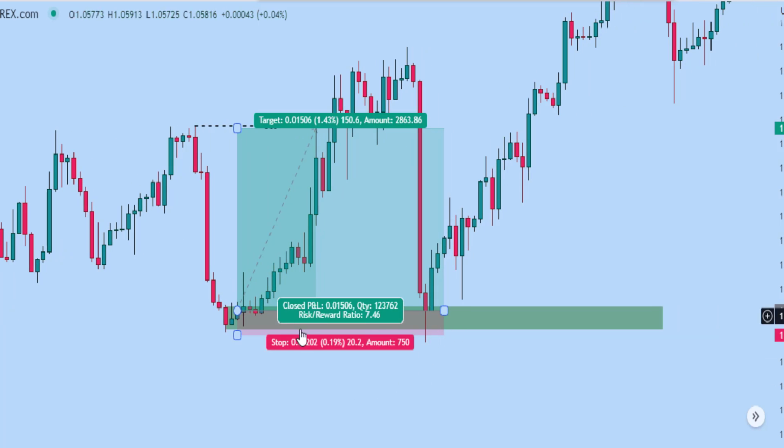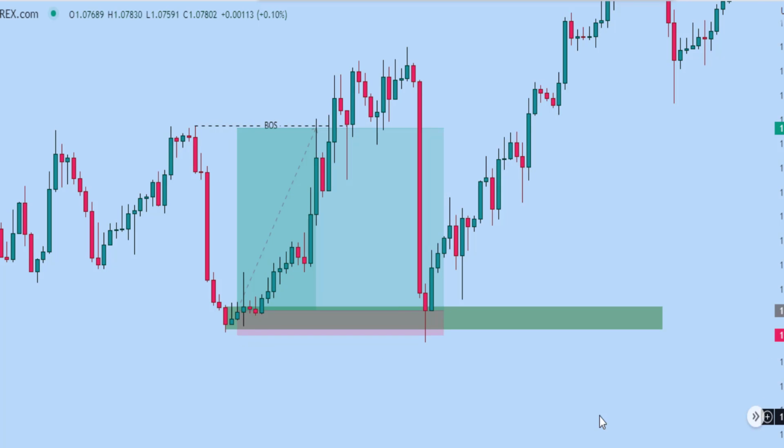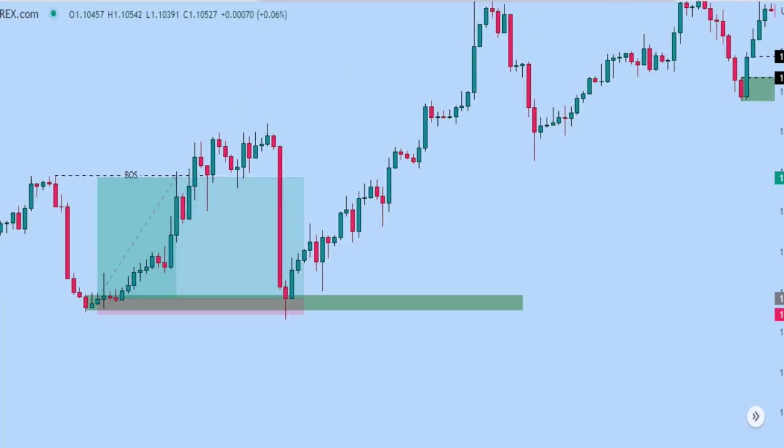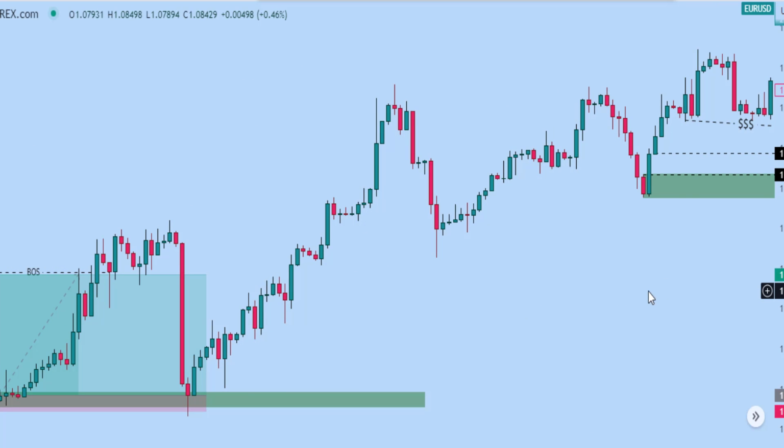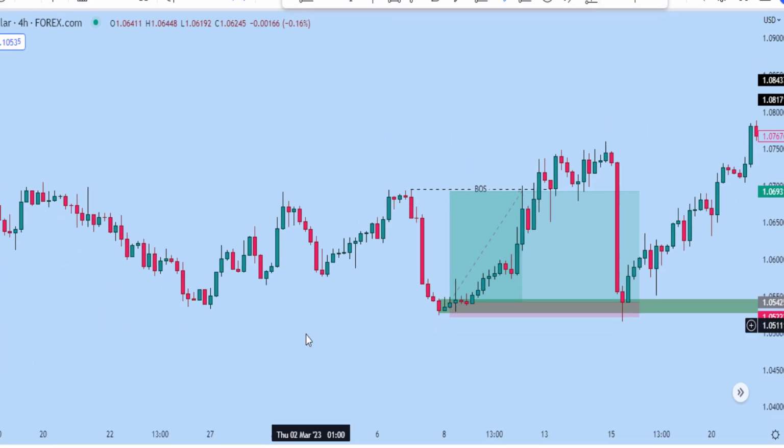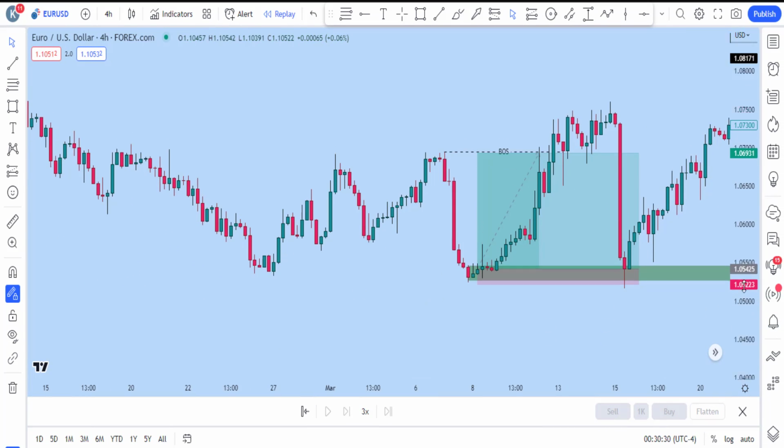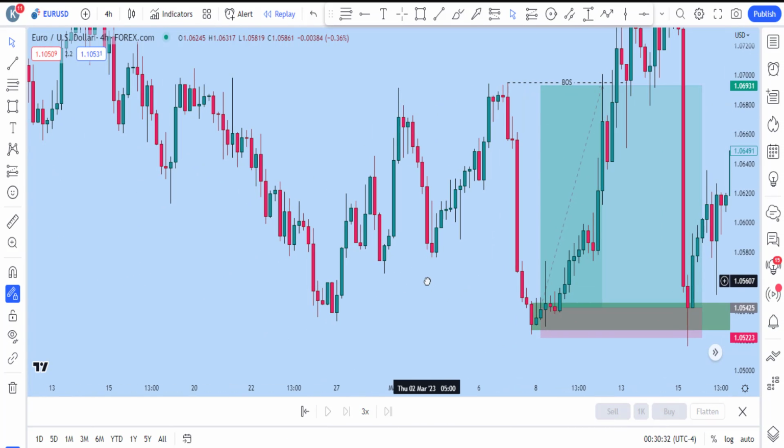Price has actually mitigated this order block at this point, and there is no imbalance. It is not high probability. Sometimes it will work, but sometimes it will fail you. This kind of order block will not give you the kind of entry you're looking for. So you have to watch this carefully and see how you can filter out those kinds of excesses.